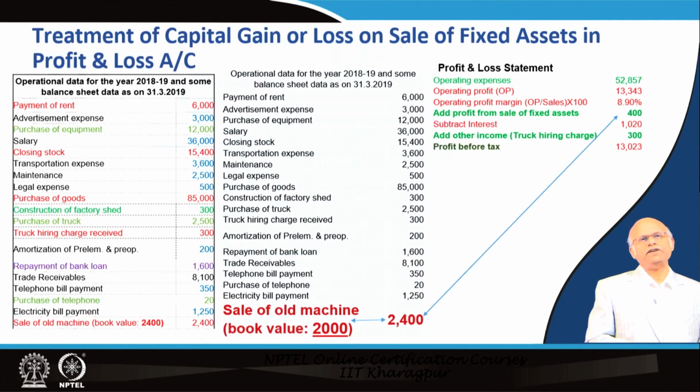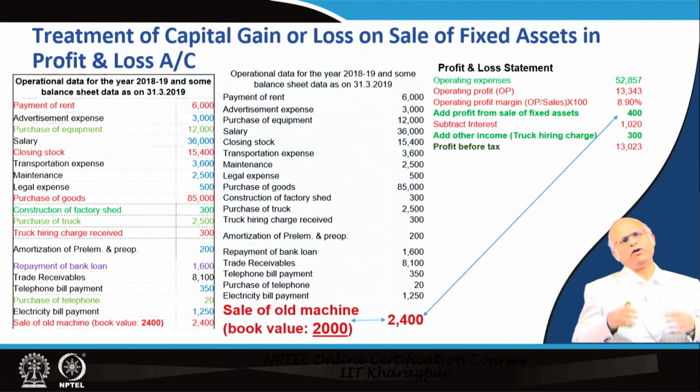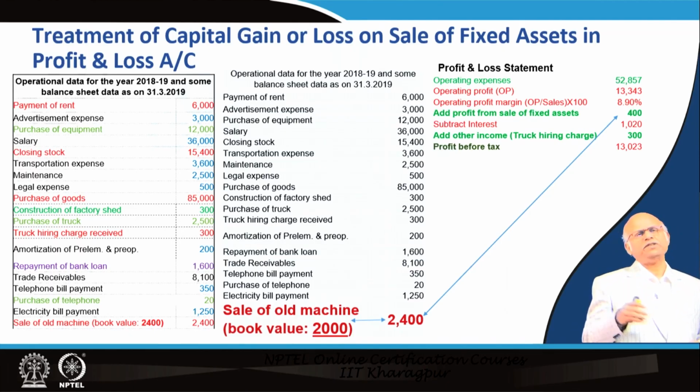Total it becomes 100%. Now, how to allocate or treat the loss and gains arising out of the sale of a fixed asset is a very important topic, and everywhere some treatment is there.